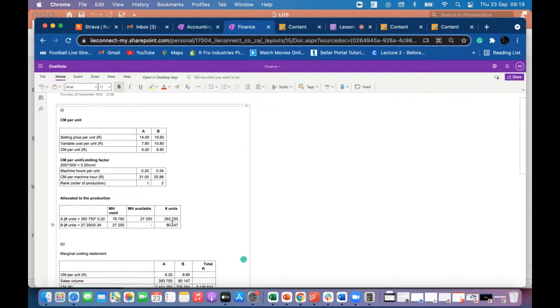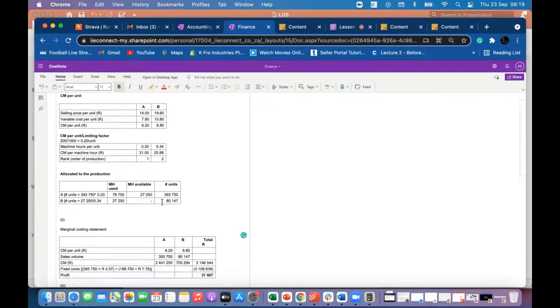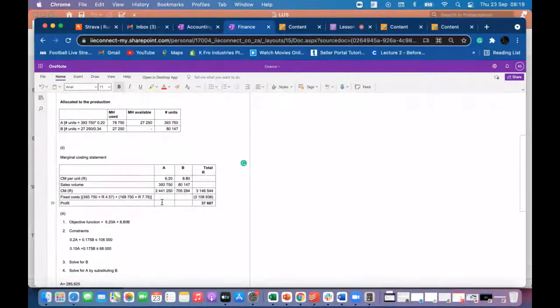The next part, they say prepare a marginal costing statement, in order to establish the total contribution of each product and the net profit for the period based on the selling quantities in I. So this is basically just like an income statement. Here you're basically saying, what was the amount of sales that we made? The amount of sales that we are going to make is 393,750, and here 80,147, and we know that the contribution per unit is that.